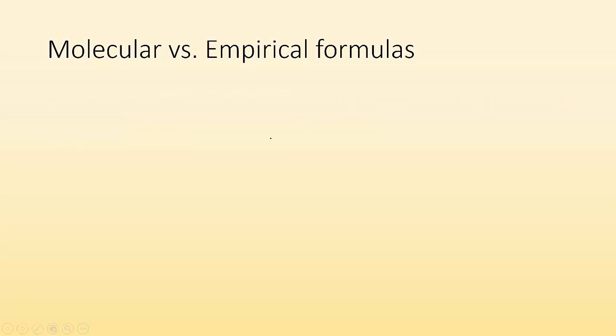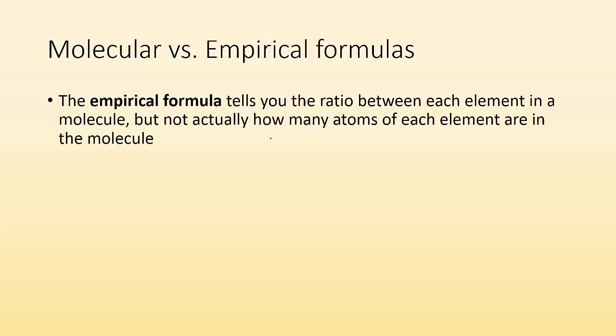All right, so molecular versus empirical formulas. What's the difference between those two again? Well, the empirical formula tells you the ratio between each element in a molecule, but not actually how many atoms of each element are in the molecule. It's just telling you the ratio. So, for example, CH2O. I know there's one carbon, two hydrogens, and one oxygen. That's the ratio. How many are in the actual molecule? Could be two carbons, four hydrogens, and two oxygens.